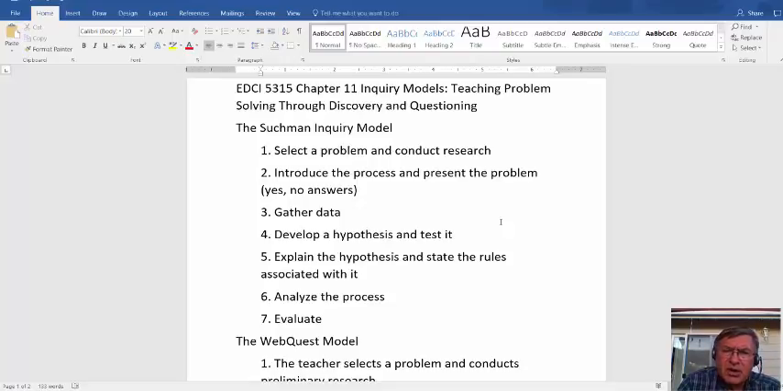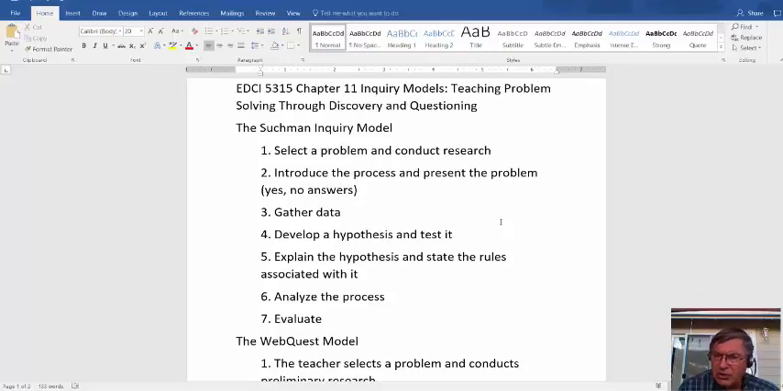Now, a problem is not always math. I have problems, you have problems, the country has problems. So what is an issue or something that needs to be resolved or something they need to discover? And so you find that. And then you introduce the process and present the problem to the students. Now, you don't give them a lot of detail. You introduce the process and you present the problem that they're going to do. And of course, it's not a math problem. It's very rarely a math problem.